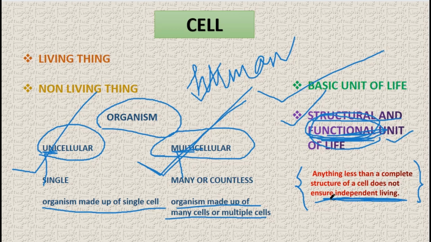Anything less than a complete structure of cell cannot survive independently. So virus cannot survive independently. Have you ever heard that table has COVID-19 virus? Chair had COVID-19 virus or infected with COVID-19 virus, I mean. Only human beings or animals are being infected with COVID-19 virus because it needs living host cell to survive. Okay, so that is what NCERT wanted to tell you, that anything less than a complete structure of cell does not ensure independent living. So the biggest example is virus, which is non-cellular.